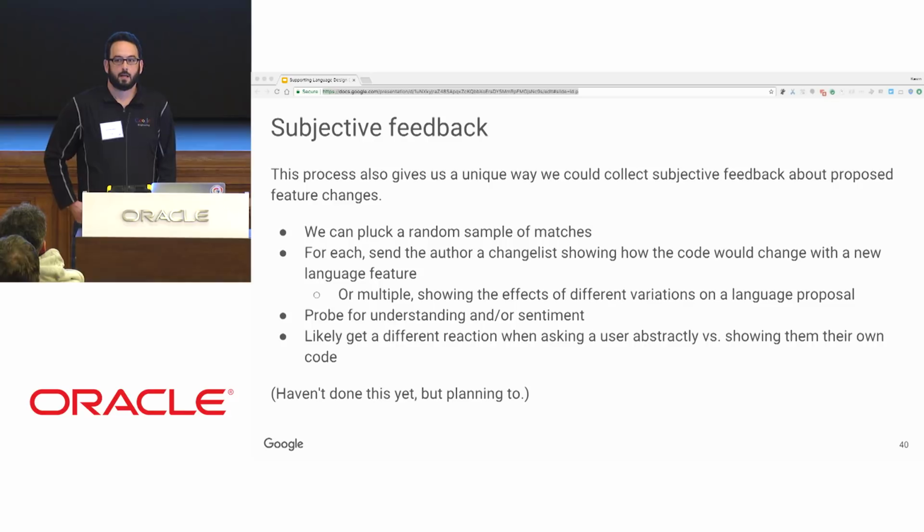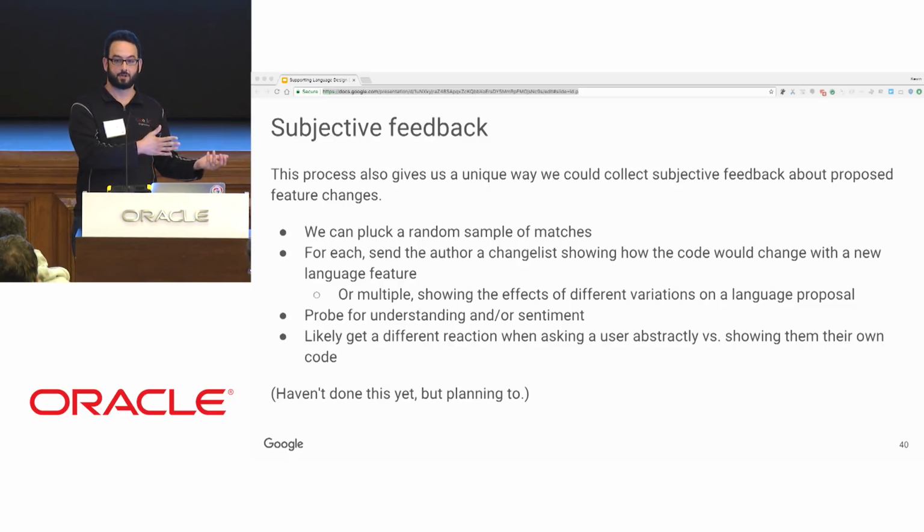Another thing that this whole process allows us to do, which we haven't really embarked on yet, but we can, is we have a unique way of being able to collect subjective feedback about language features. In addition to just asking somebody in the abstract, here's a feature, what do you think of it? We can randomly select code in the code base that looks like it's migratable, and we could send a little survey to the authors of those pieces of code.